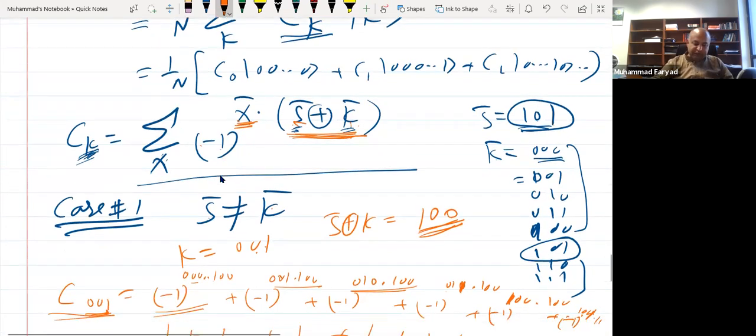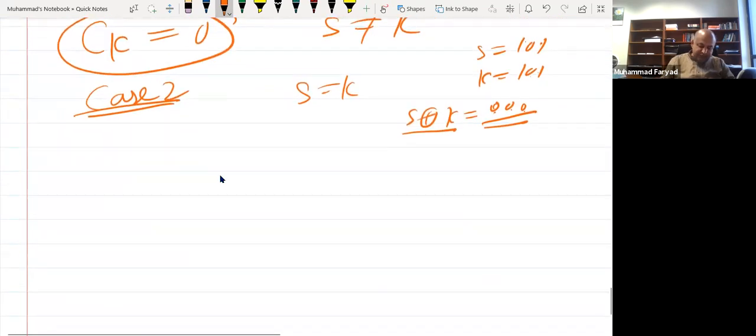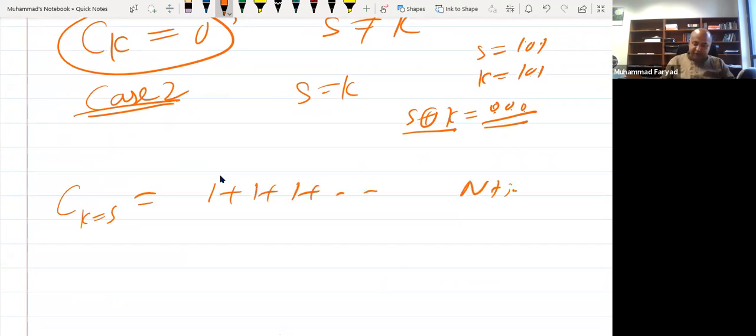So the sum over X, so C_K for K equal to S, is going to be 1 plus 1 plus 1, n times. So this result is n. It means the coefficient C is equal to n when K is equal to S, and it's 0 otherwise.